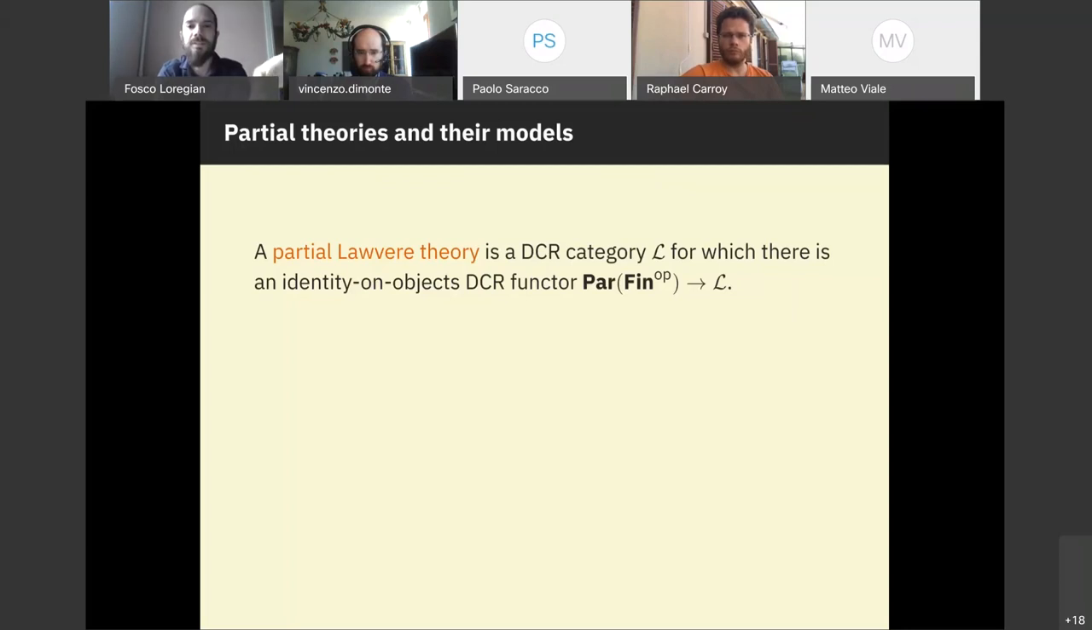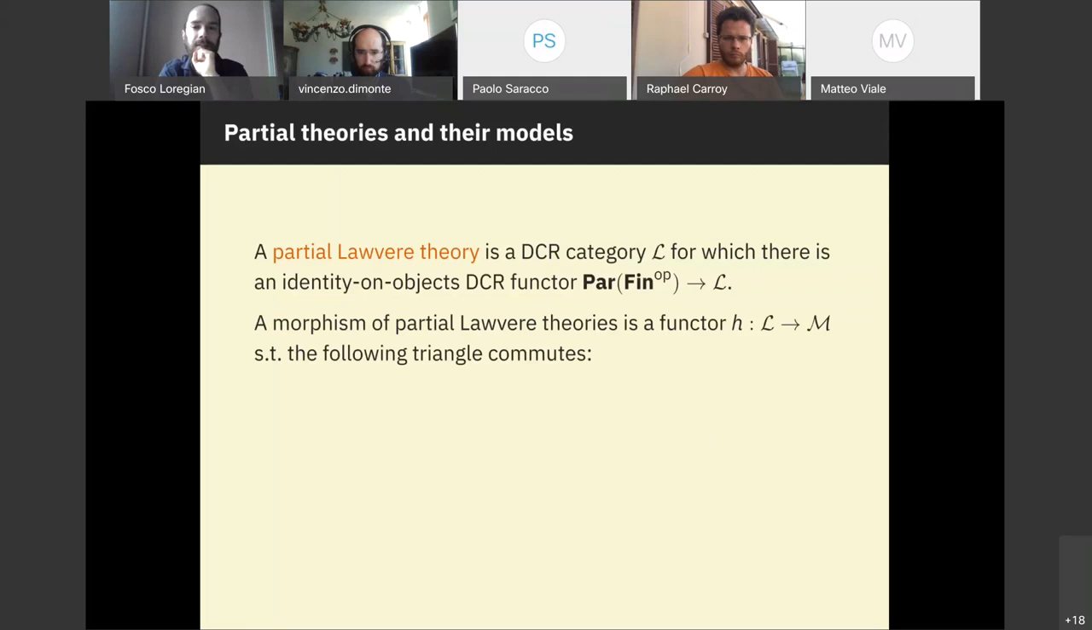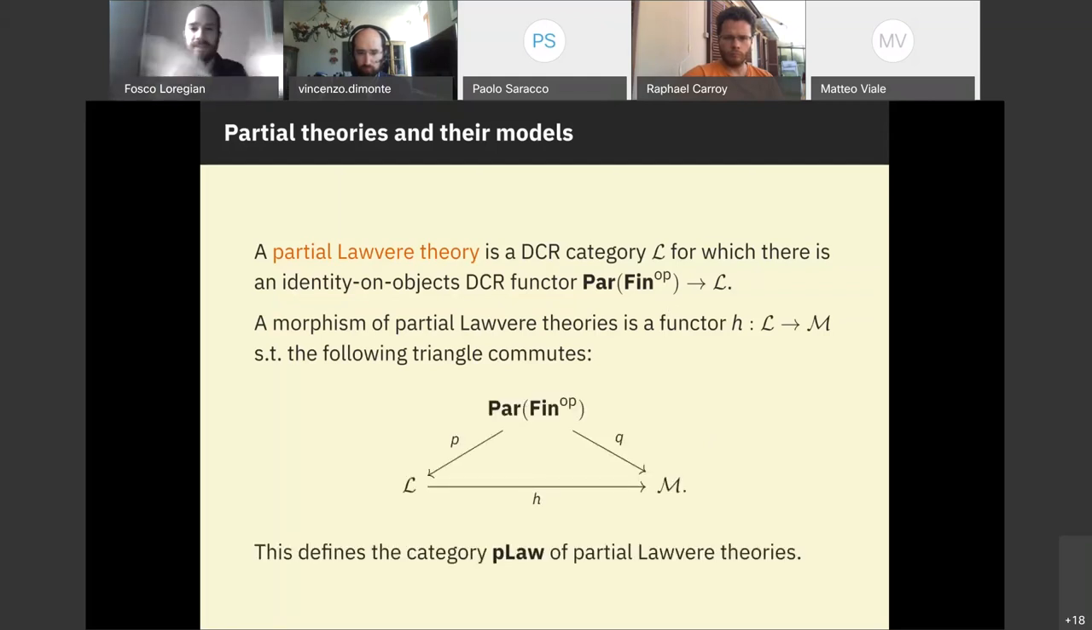So a functor of this kind from ParFin op to L is a partial Lawvere theory if it's a DCR functor, preserves the monoidal structures, and it's the identity on objects. No surprise. A morphism of Lawvere theories is just a functor between the codomains of P and Q that makes the obvious triangle commute.